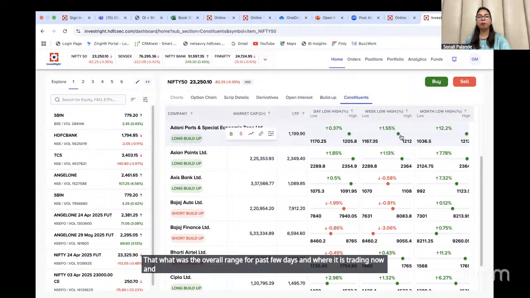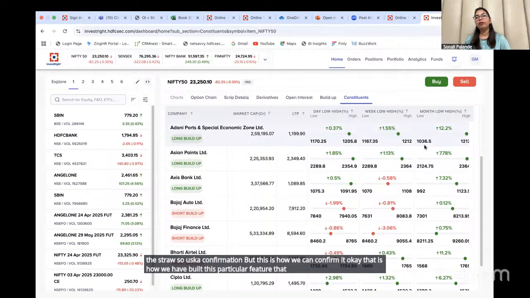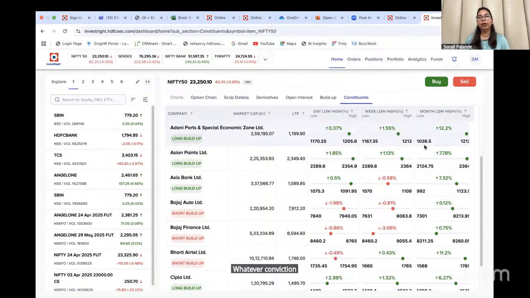And this particularly confirms the built up that we are seeing on the stock. So here अगर यहाँ पर red होता और यहाँ पे long built up आपको दिख रहा होता तो उसका confirmation थोड़ा सा dicey हो जाता, but this is how we can confirm it. Okay, that is how we have built this particular feature, that whatever conviction you make, it should be confirmed.